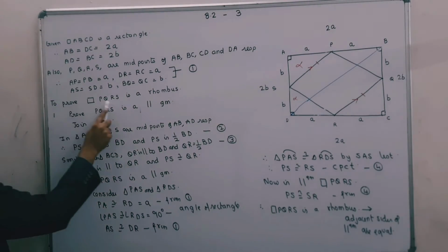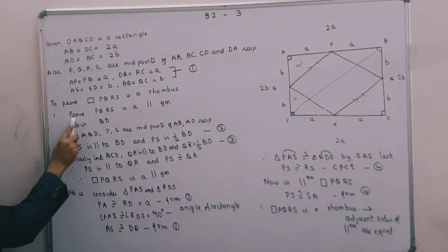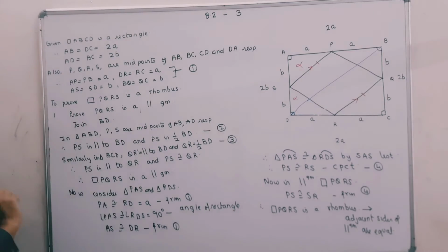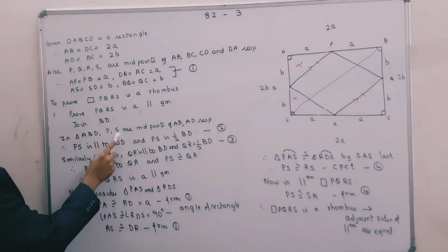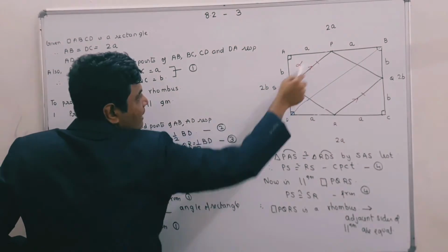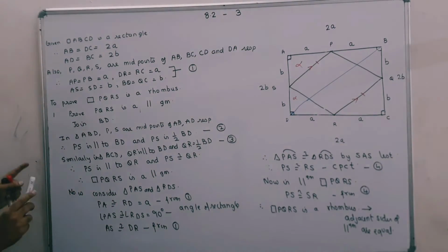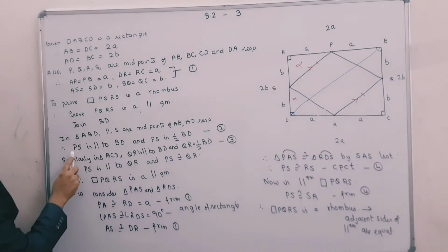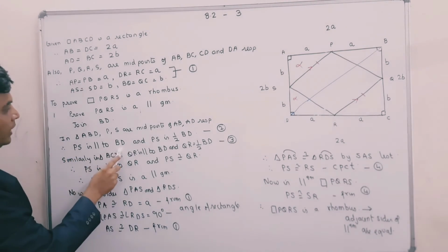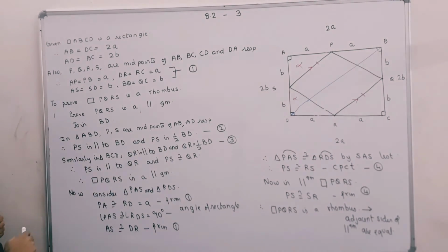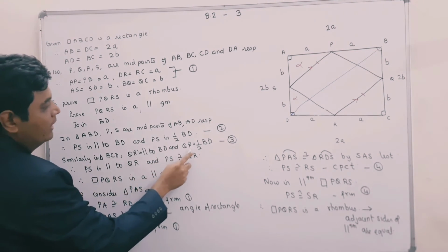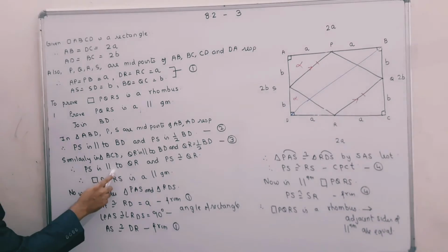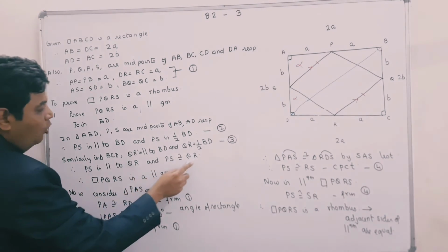First step to prove PQRS is a rhombus. Prove PQRS is a parallelogram. Step 1. What you will do? Join BD. In triangle ABD, P and S are the midpoints of AB and AD respectively. Therefore, PS is parallel to BD and PS is half of BD. Similarly, in triangle BCD, QR is parallel to BD and QR is half of BD. Therefore, PS is parallel to QR and PS is congruent to QR.